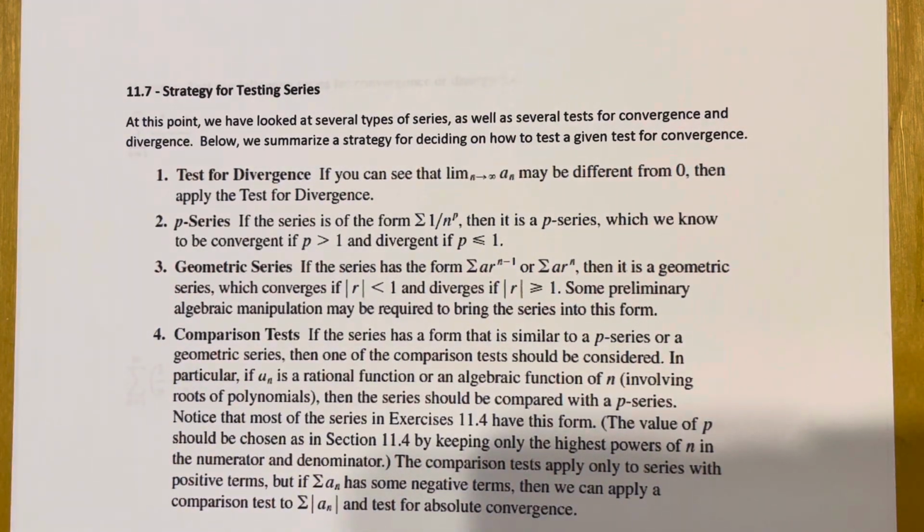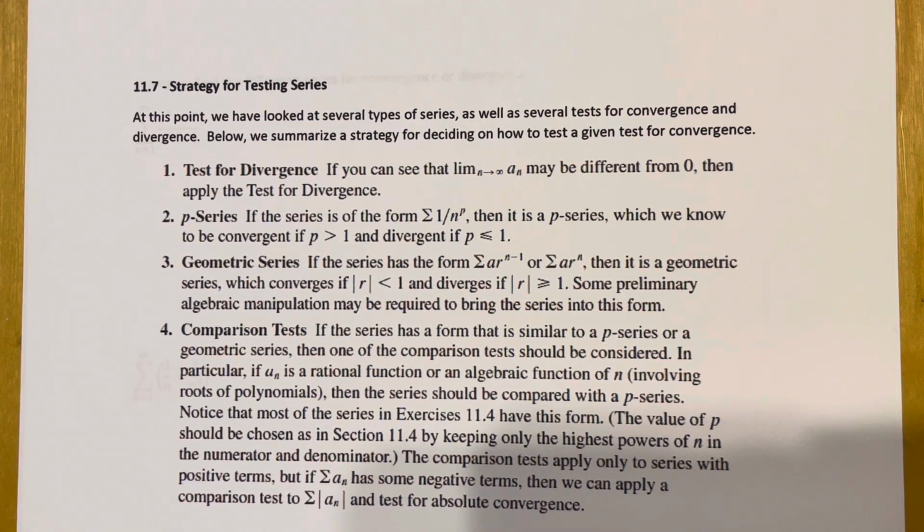All right, so we're in section 11.7 now, and this section doesn't introduce anything new, but rather is kind of a summary of what we've done so far. So the focus here is on developing strategies for taking a series that you're given and testing it for convergence or divergence. So basically, we're going to go back over all of the tests that we talked about and discuss a little bit about when to use which test. And then we're going to do some examples where we apply this strategy.